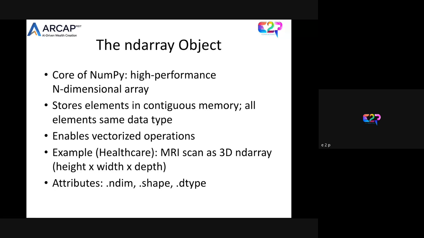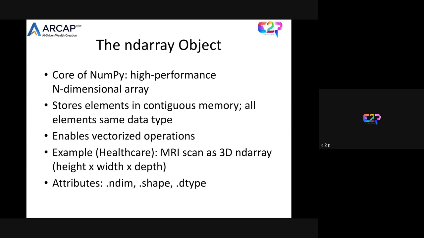It stores elements in contiguous memory, all elements of the same type, which enables vectorized operations. As I said, vectorized operations means we can do multiple operations in parallel on the same array at a time. We need not use loops or anything. Like if you are taking an MRI scan as a 3D ndarray, height, width, and depth are the main three values, right? The MRI scan data can be stored in a three-dimensional ndarray.